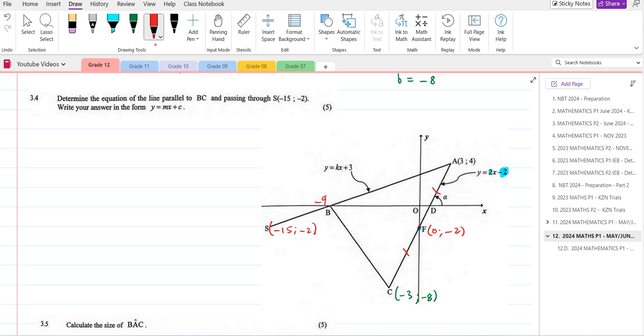But now remember, we can find the equation of BC because we have 2 points on BC, which is -9 and 0, right? So let's find the equation of BC. Not the equation, let's find the gradient of BC, right? Because we want to find the equation of this line over here, which is parallel to BC and passes through the point S. Change the color of this line, alright?